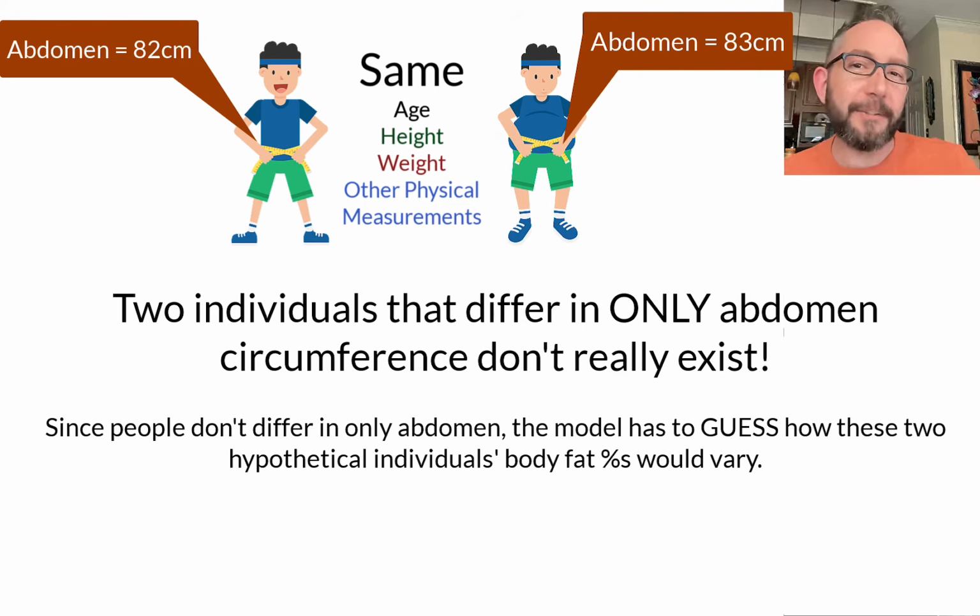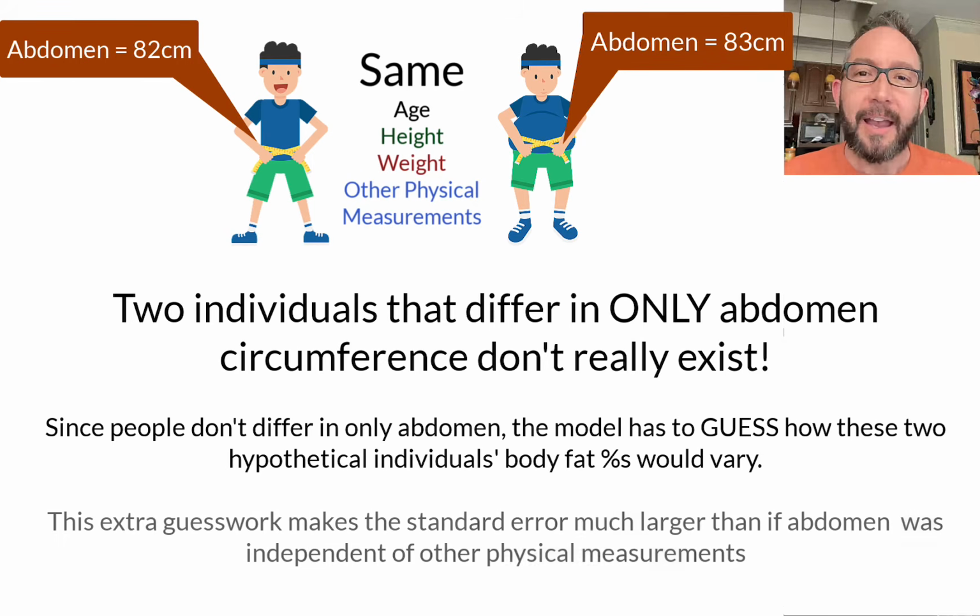Individuals don't really differ in abdomen by 1 centimeter. They're differing in other things simultaneously. And so the regression model is doing its best. It's trying to imagine a world where, yes, we can find these individuals that differ in abdomen circumference by 1 centimeter, but nothing else. But the data doesn't really bear that out, so it's having to make a bit of guesswork to see what those two individuals would really look like. And that extra guesswork is degrading the precision of our estimated coefficient.